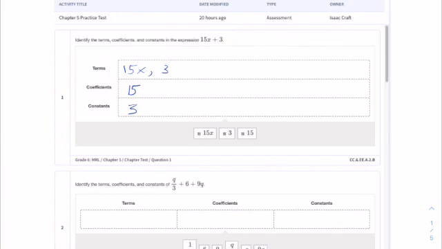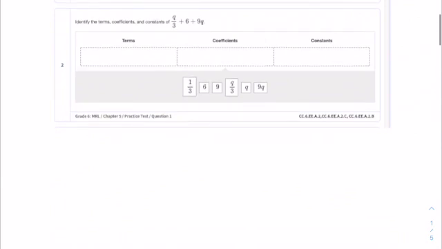Number 2, a bit more complicated. Identify the terms, coefficients, and constants of q thirds plus 6 plus 9q. Again, terms are the things separated by the plus sign, so I just highlighted them there. That would be q over 3, 6, and 9q. Coefficients, this one is a little bit more tricky, so remember it's the ones with the variable. Obviously 9 is a coefficient, it's with the variable, but the other one that is harder to see is 1/3, which is the other coefficient.